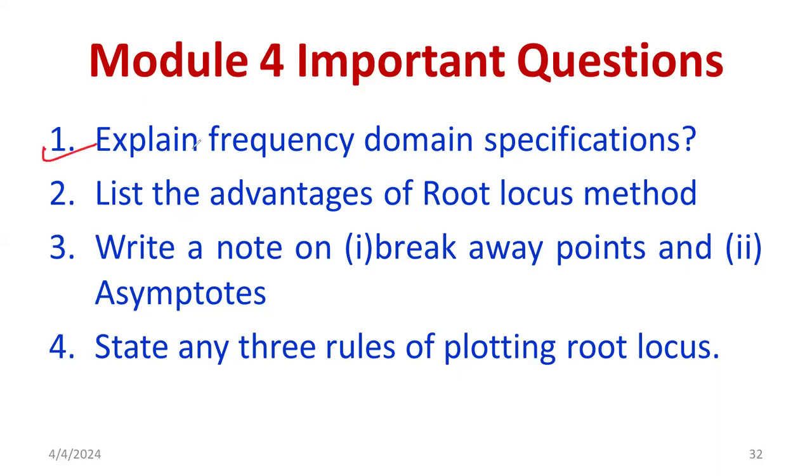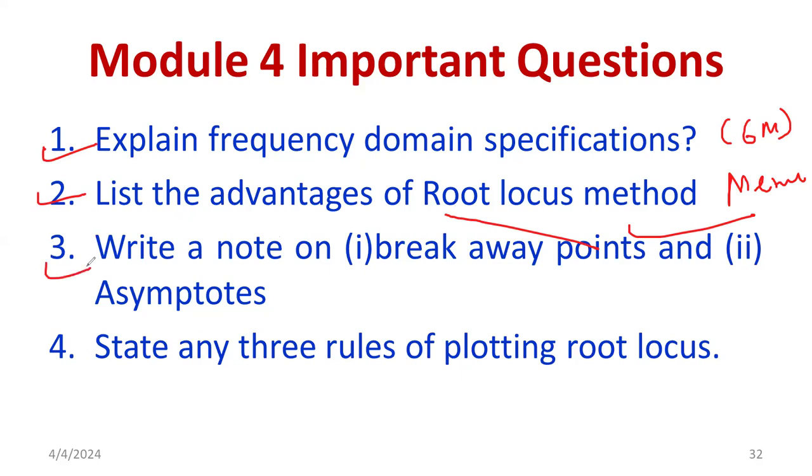The first one is: explain the frequency domain specification. You will be getting this as a 6 marks question. You have to talk about resonant frequency, bandwidth, etc. Next is: list the advantages of using the root locus method. Why is the root locus method required? What are the major merits? You have to specify.